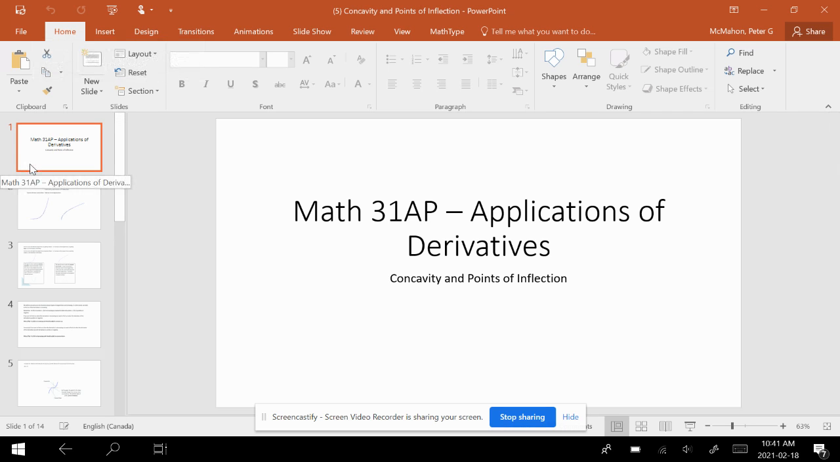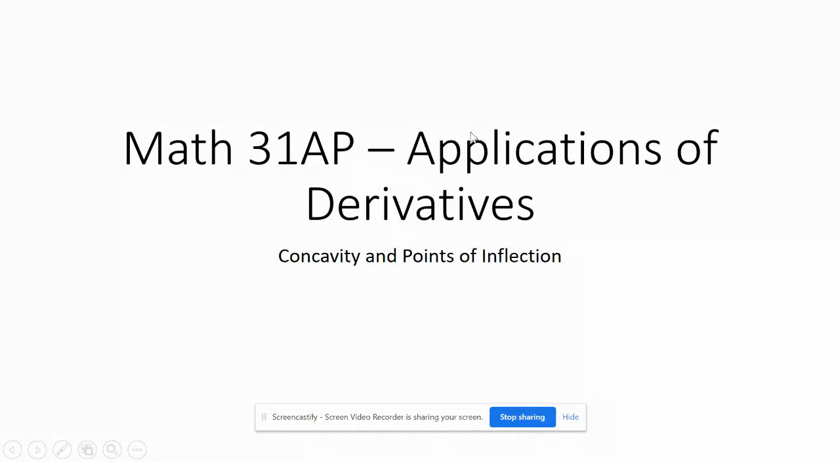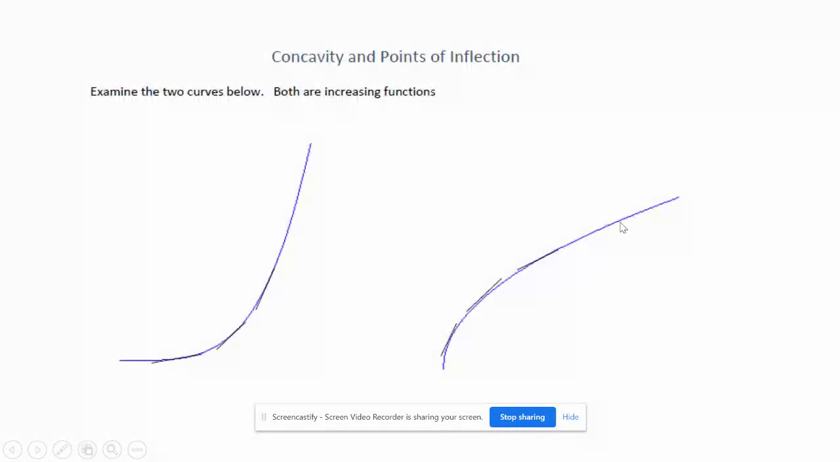So this is our Math 31 or 31 AP course. Same way, whether you're in AP or not, guys, that's the same material for this topic. The topic's called concavity and points of inflection. Again, we're in our curve sketching unit, guys, and these are telling us two aspects of our curve that we need to be able to know: concavity and points of inflection.